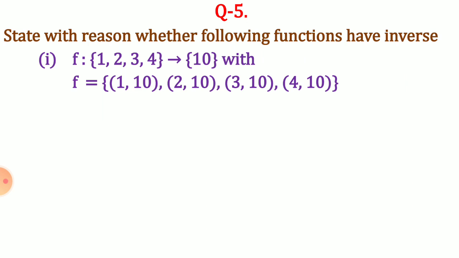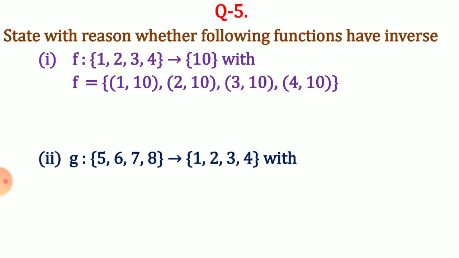But here f is an onto function, because the range of f is only {10}, and that is equal to the codomain. So f is onto, but f is not one-one. Therefore the inverse of f does not exist.